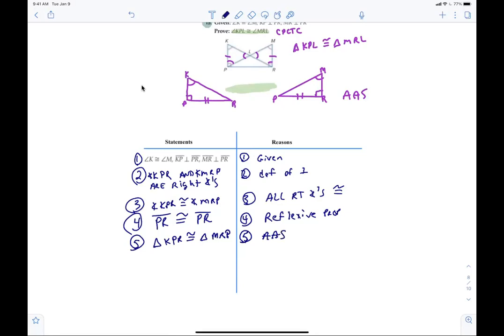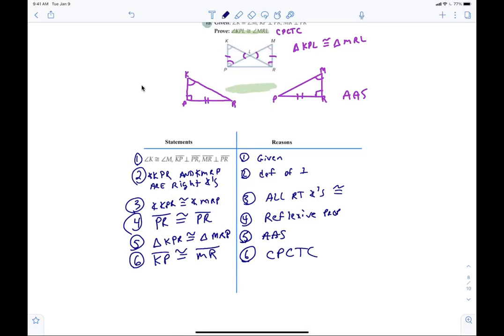All right, angle side. Now again, I hope this is starting to come together because I've said it twice now. So now we needed that information to say what is true. Yes, thank you guys. Come on now. KP is congruent to what? MR, and we would say CPCTC. Beautiful.